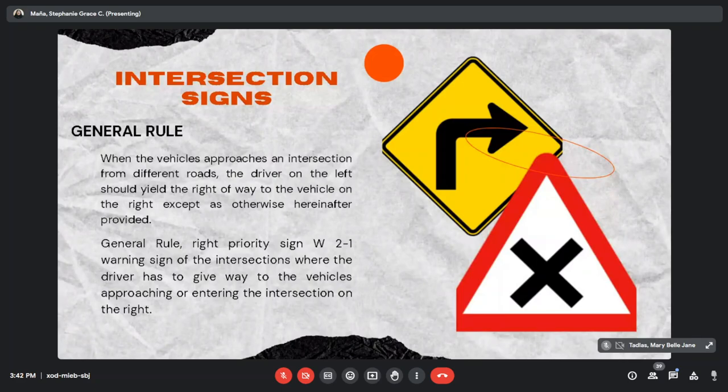So general rule, right priority sign W2-1, a warning sign of the intersections where the driver has to give way to the vehicles approaching or entering the intersection on the right.